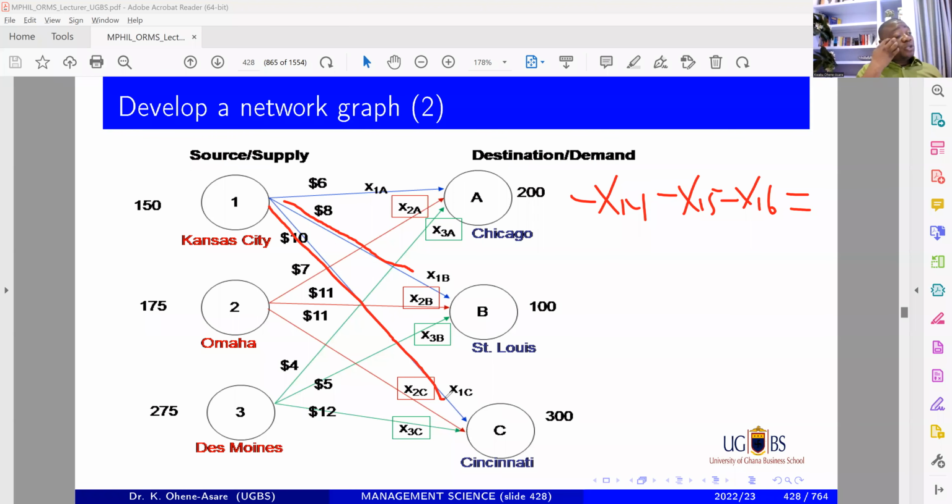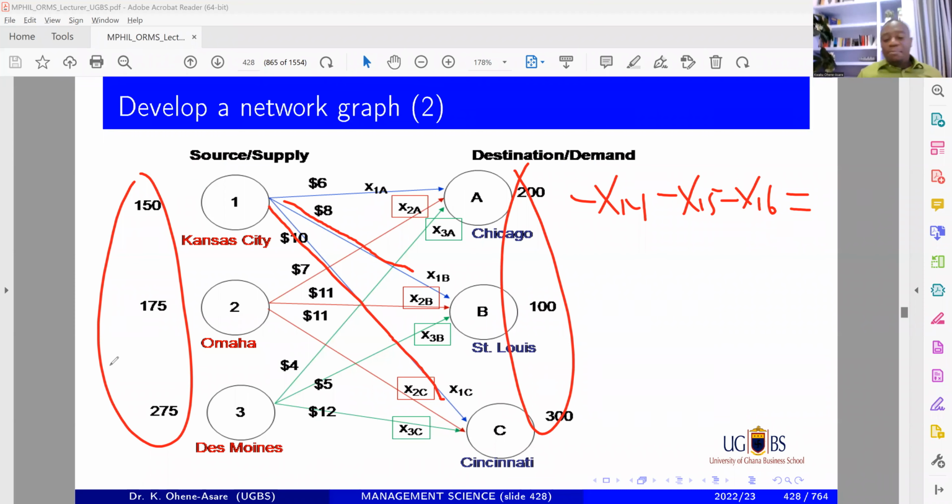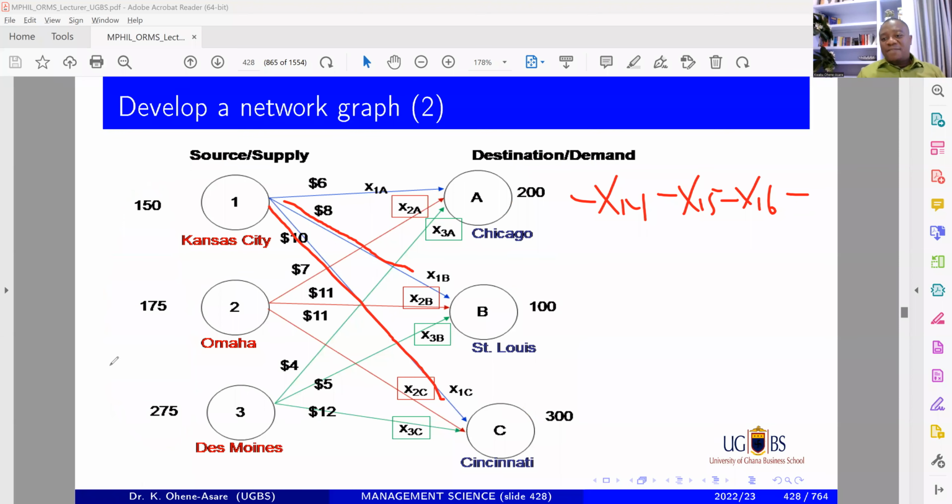Now, why are we doing equal to? Check the total supply and check the total demand. They were both 600, 600. Therefore, everything we are going to have is going to be equal to. And that is why we write equal to. Equal to what? For constraint 1 it is equal to 150. So these are the things that are leaving node 1, so you write equal to negative 150. The negative sign is simply implying leaving.